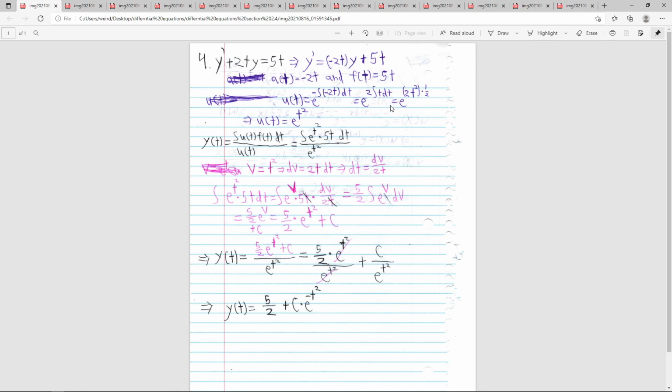When we do integration, it's 2 times the integral of t dt. So that's 2t squared times 1/2, and so it's just e to the t squared. Plug it in. Well, we have e to the t squared times 5t dt for our integral. Put in, and we actually are trying to solve for y of t.